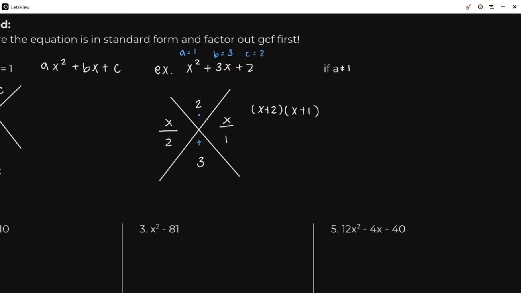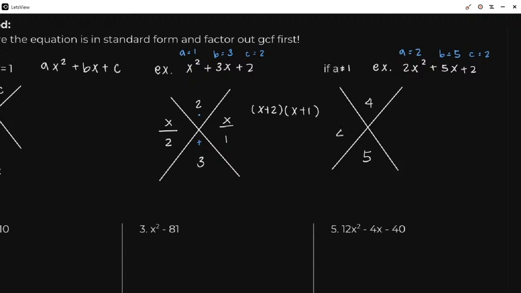Okay, now when a is not 1, it's going to be similar steps, but there's one extra step. So for example, if we have 2x squared plus 5x plus 2, we're going to do the same thing, draw an x. On the top, again, will be a times c. So in this one, a is 2, b is 5, and c is 2. So a times c would be 2 times 2, which is 4, and b is 5. So we want to find two numbers that multiply to 4 and add to 5. So that would be 4 and 1.